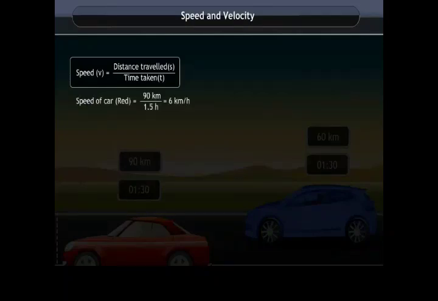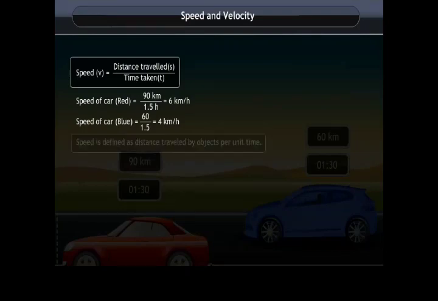Speed of red car is equal to 90 km by 1.5 hour, which is equal to 60 km per hour. Speed of blue car is equal to 60 by 1.5, which is equal to 40 km per hour. Thus we can say the speed of the red car is faster than the blue car. Thus the speed is defined as the distance travelled by an object per unit time.